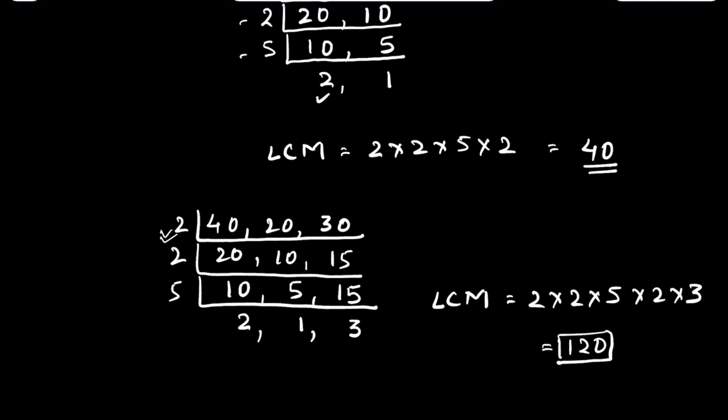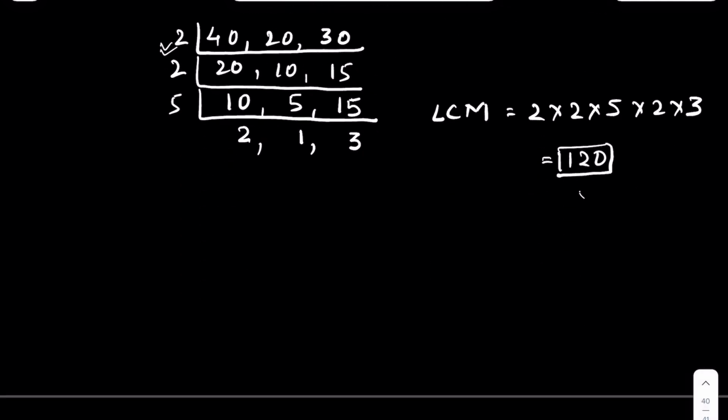Means these numbers will divide this number. So this is the smallest number which these numbers will divide without leaving a remainder. That is what least common multiple is.